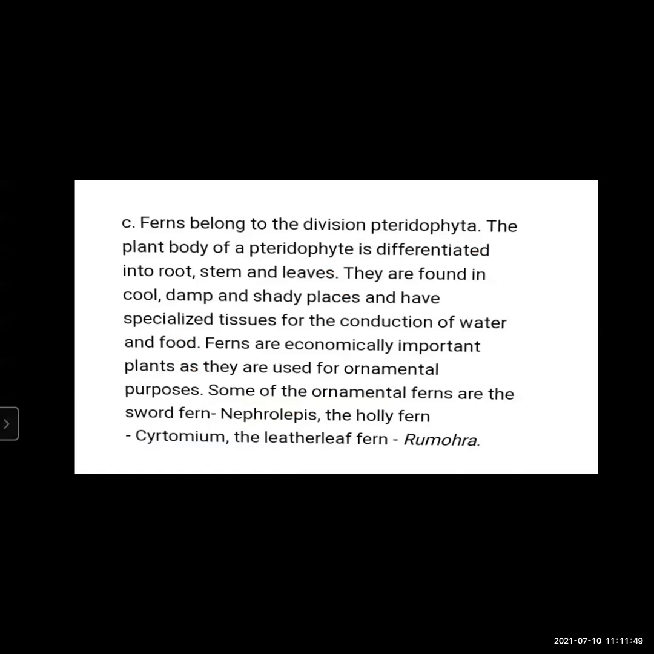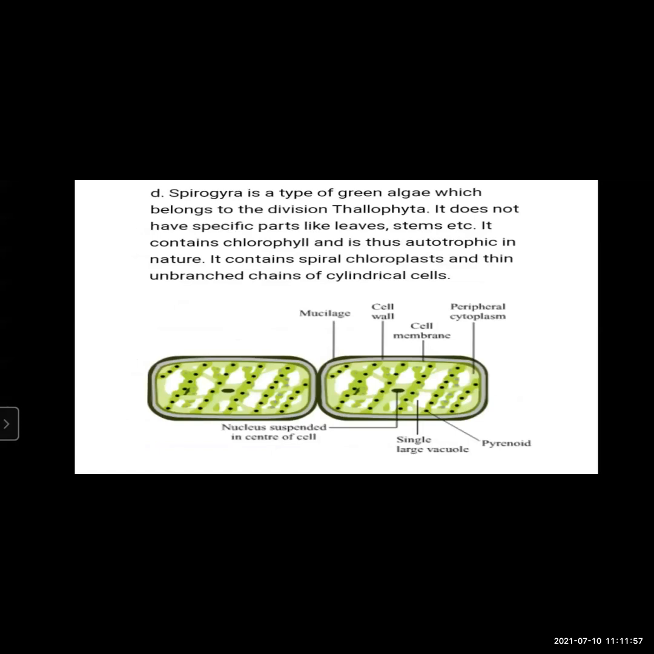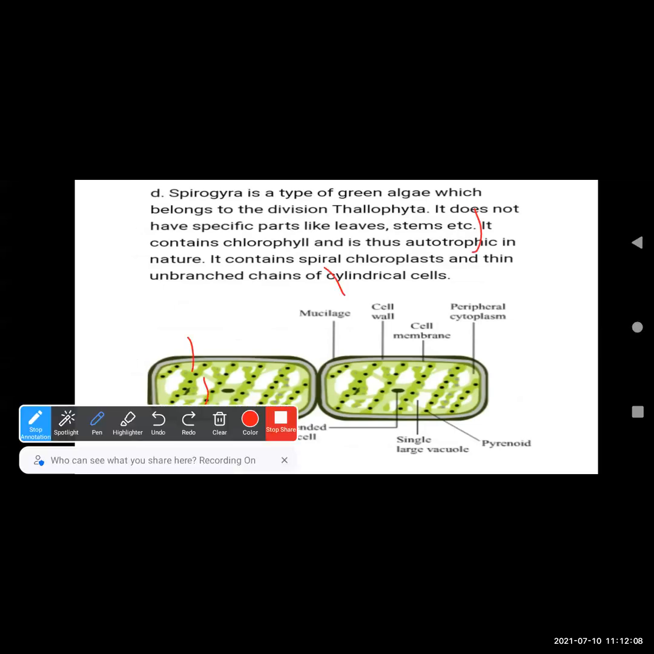Now you can see the next question is sketch, label, and describe Spirogyra. Spirogyra is an algae. It belongs to which division? Thallophyta, right? So Spirogyra is a type of green algae which belongs to the division Thallophyta. First of all, you have to mention this. So you have to underline it is a green algae. Then it belongs to division Thallophyta.